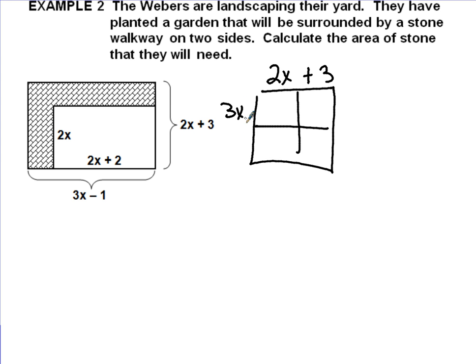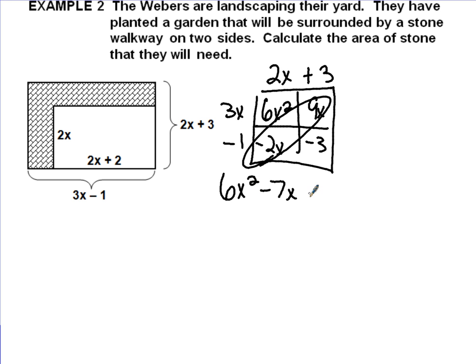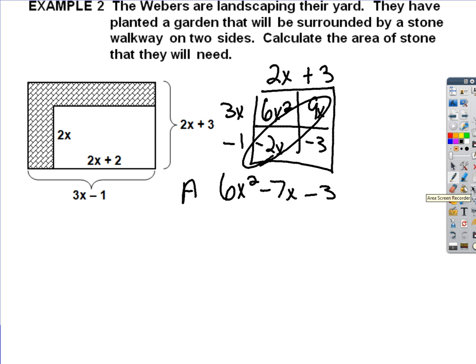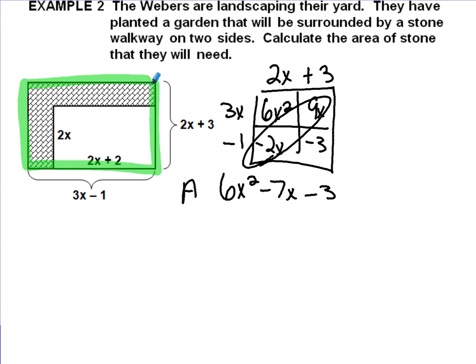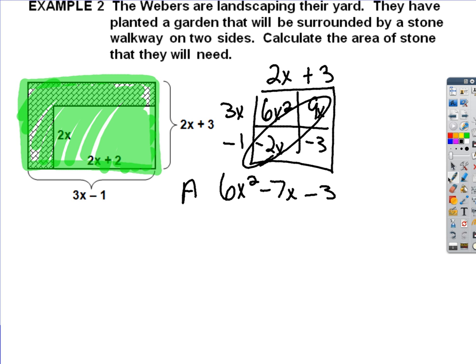Again, it doesn't matter which goes on top and which goes on the side. It's going to give us the same answer either way. 6x squared, negative 2x, 9x, and negative 3. As I pull them out, I get 6x squared. This combines to make a minus 7x and minus 3. Okay, that's the big area. To give you a little bit better visual representation, that big area is all of this shaded in right here. It's the whole rectangle.